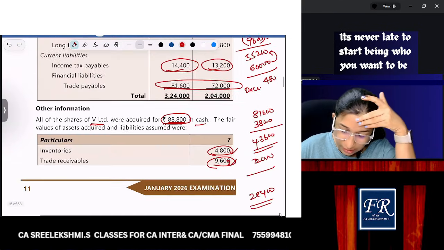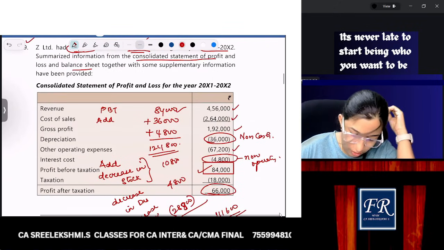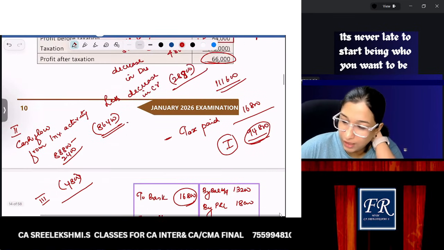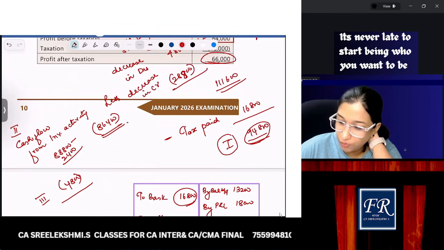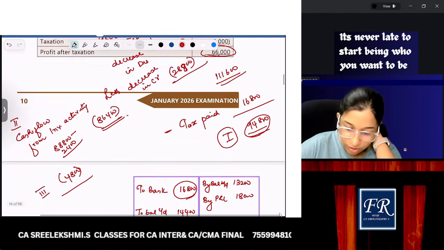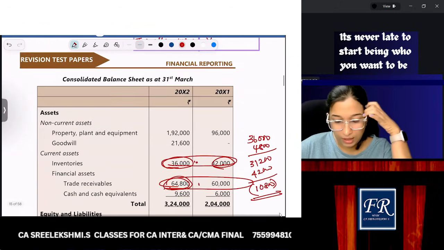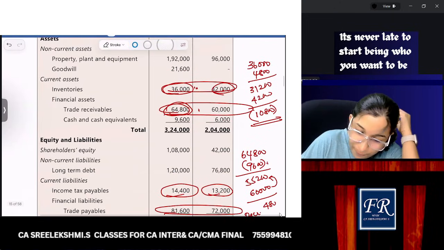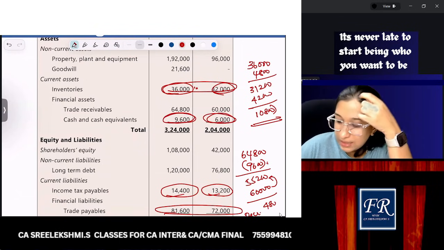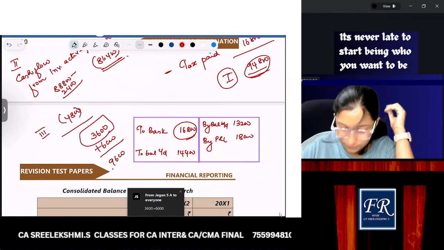Cash flow from financing activities. It is clearly mentioned that there is an interest payment. How much is the interest cost? Interest paid 4,800. So we find cash flow from operating activity 94,800, invested 86,400, interest paid 4,800. So the net increase in cash and cash equivalents is 3,600. When I check cash and cash equivalents, opening is 6,000, closing is 9,600.